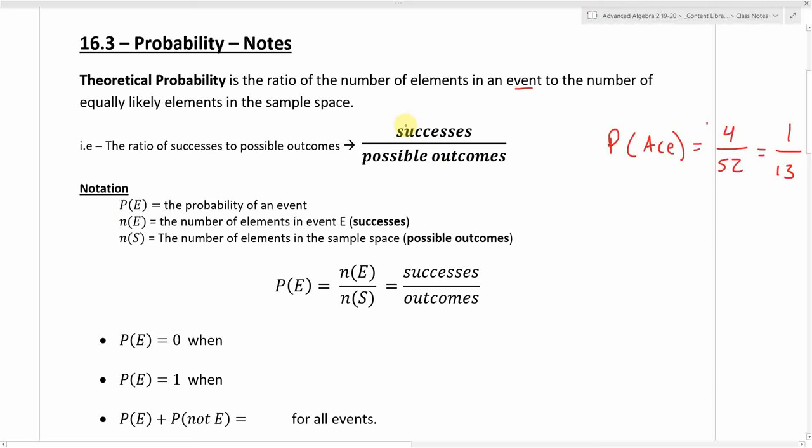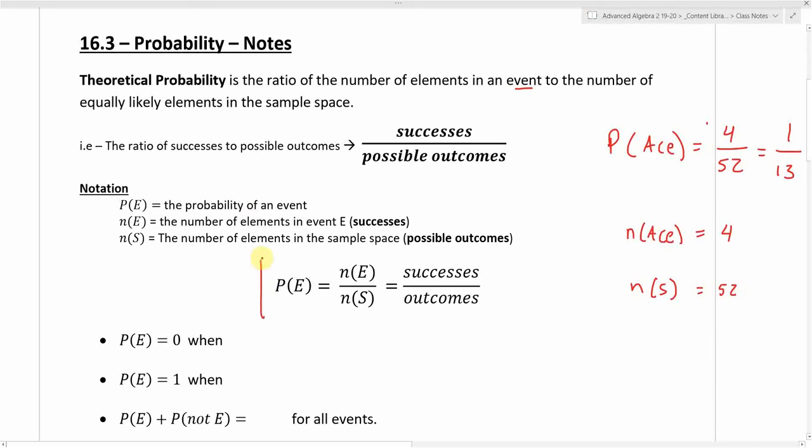Some important notation, I used some already. To describe a probability, we'll use a capital P, and then in parentheses describe the event that we're looking for. So in this case, the event was drawing an ace. The probability of drawing an ace is denoted P with ace in parentheses. N of E is the number of elements in event E, the number of possible successes. So in this case, for an ace, we could say that N of an ace, the number of possible outcomes that are aces, is 4, and N of S, the number of possible outcomes in the sample space, would have been 52 in our case with the ace.